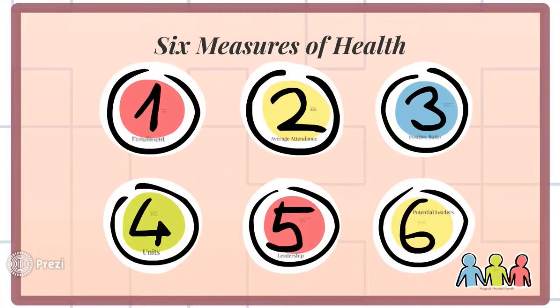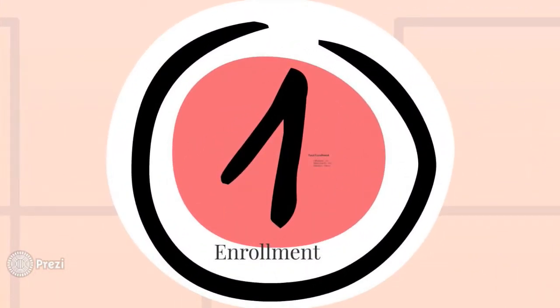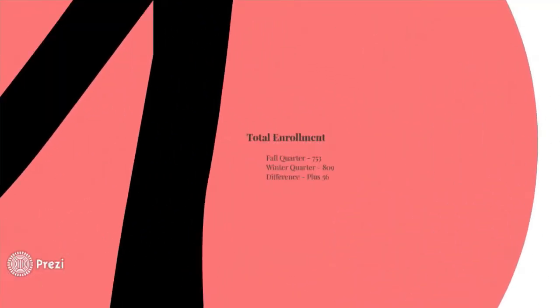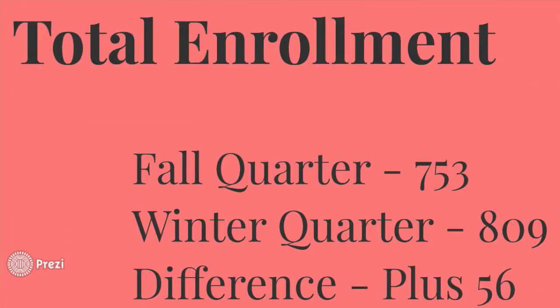The second thing that we always do in a leadership meeting is look at some health measurements, and so we want to do that tonight. The first thing that we do is talk about enrollment. Enrollment's very important because it is a gauge of engagement. I should have said that at the meeting. As we look at our enrollment, last fall quarter we had 753, and this quarter we're looking at 809, so we're plus 56. That's a good thing. We're attracting more people. We're engaging them, new people, in Bible study.